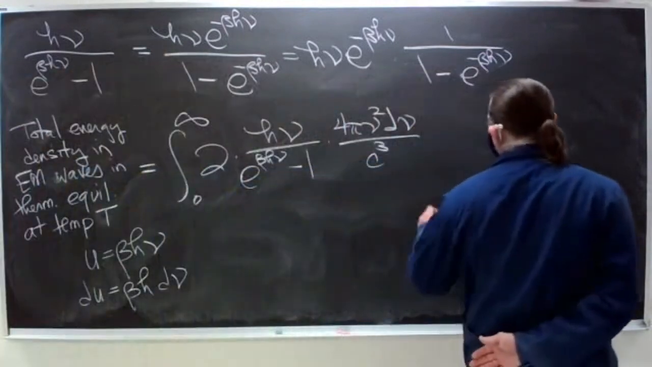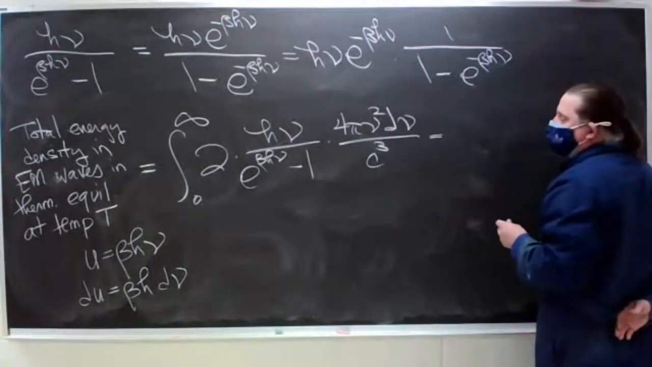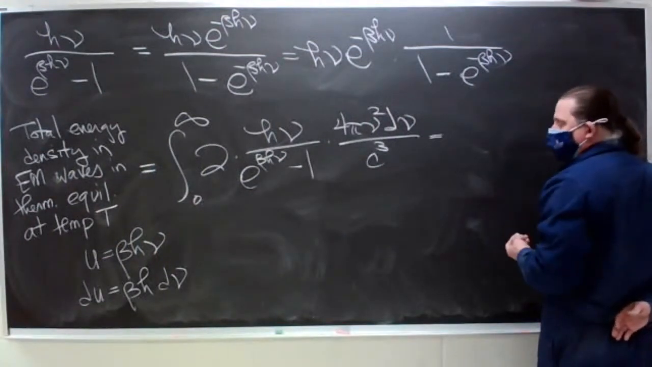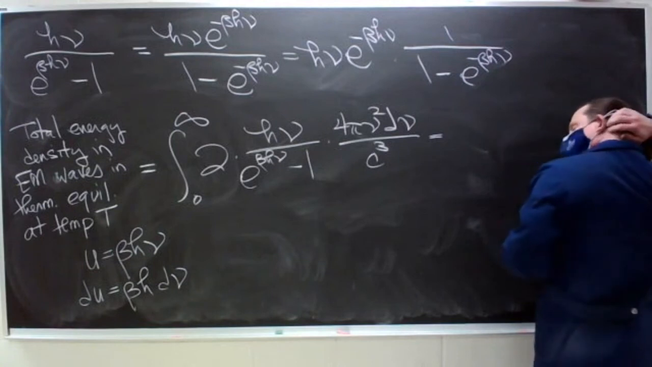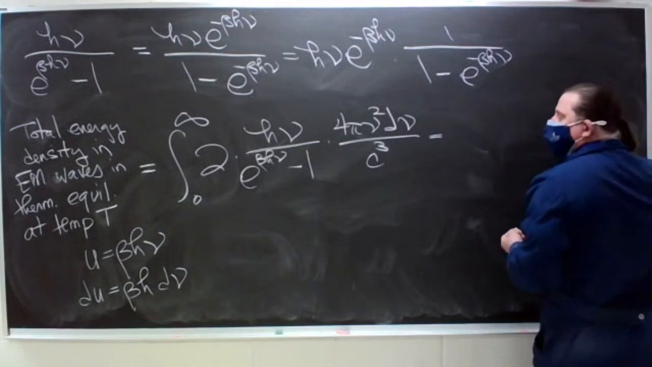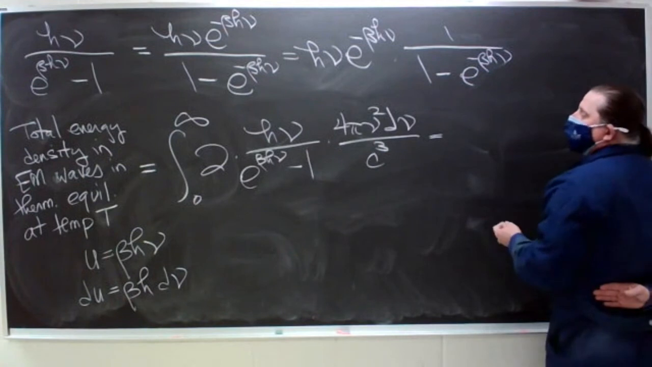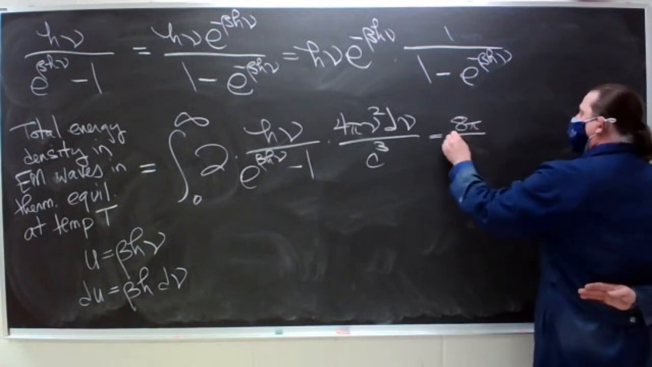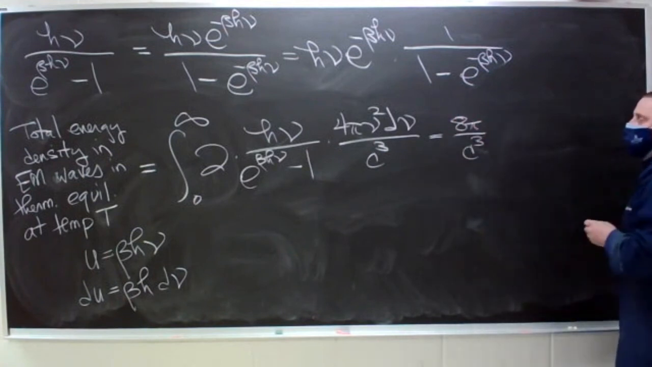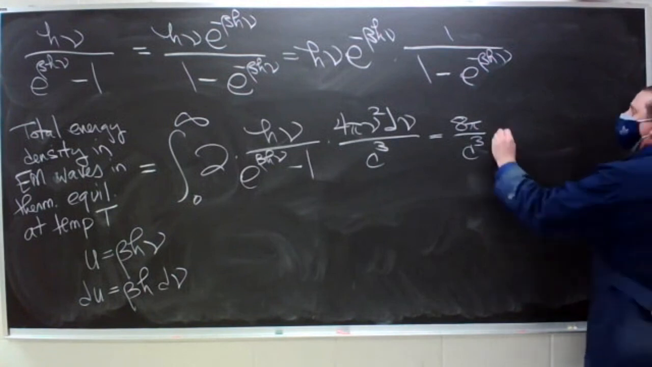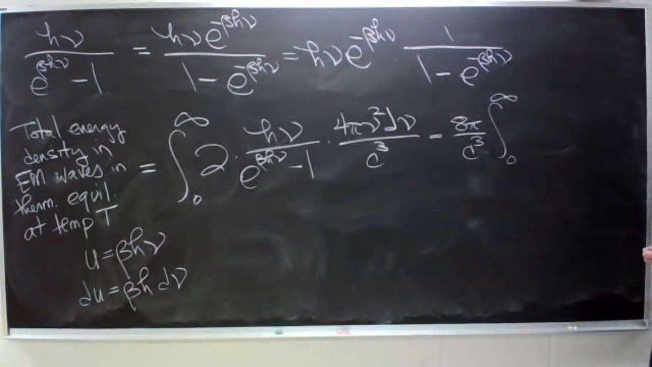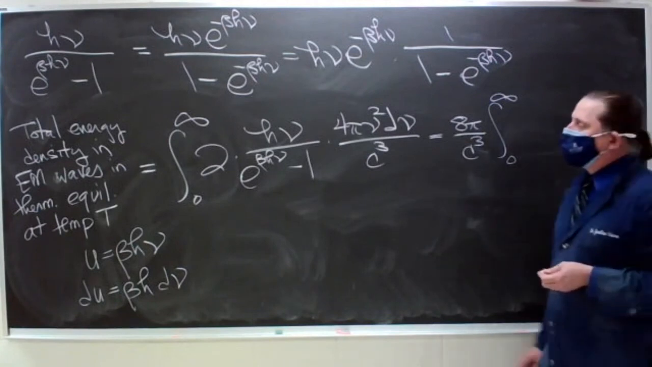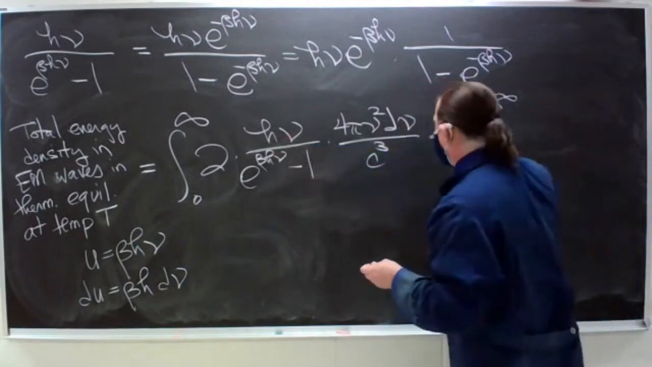All right? So I'm going to take all my constants out front. So I would get 8 pi over c cubed. Integral from 0 to infinity again. h nu is u divided by beta.